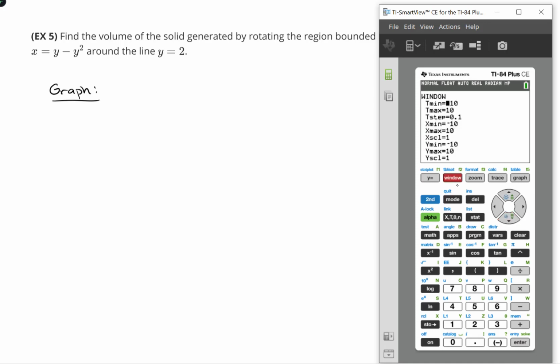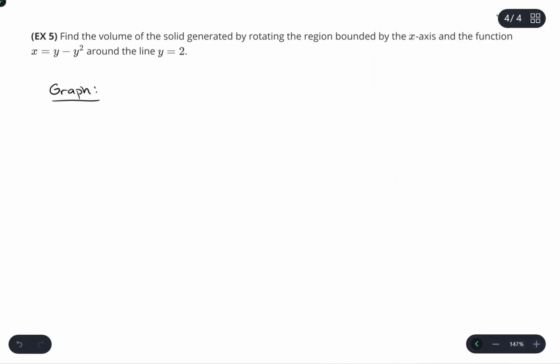And let me check the window. That looks fine. All right, so it's a parabola, which is not too big of a surprise because this is a squared function, but it's opening to the left here. And it looks like it has zeros at 0 and 1, although they're fairly small to see there. You might want to zoom in to verify, but I think that's pretty well understandable there. So let's graph this.